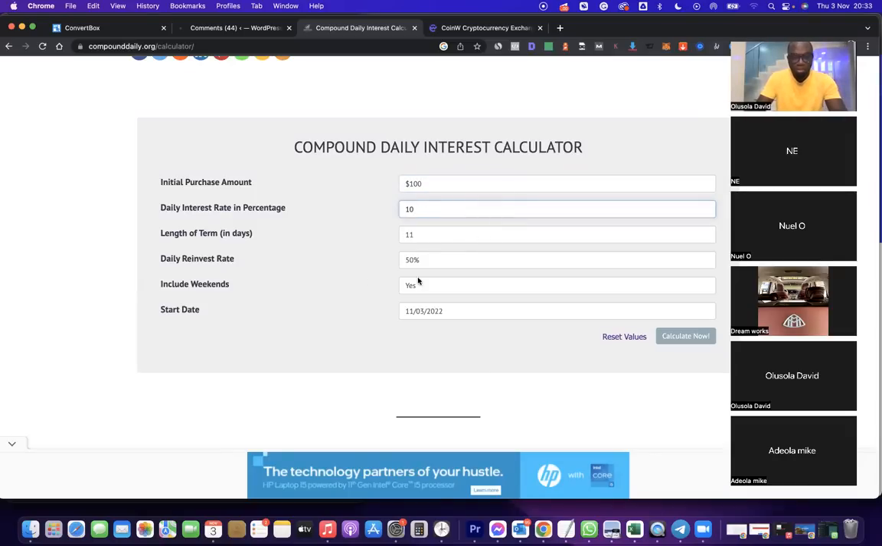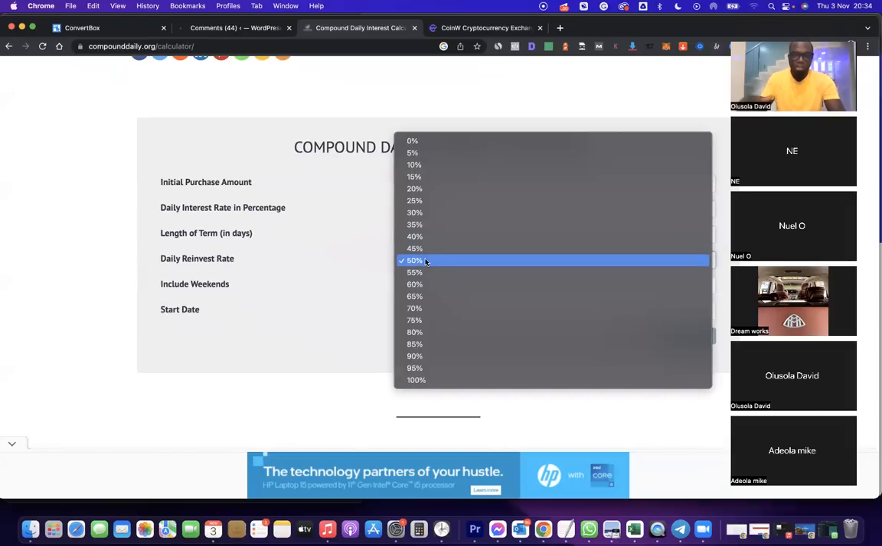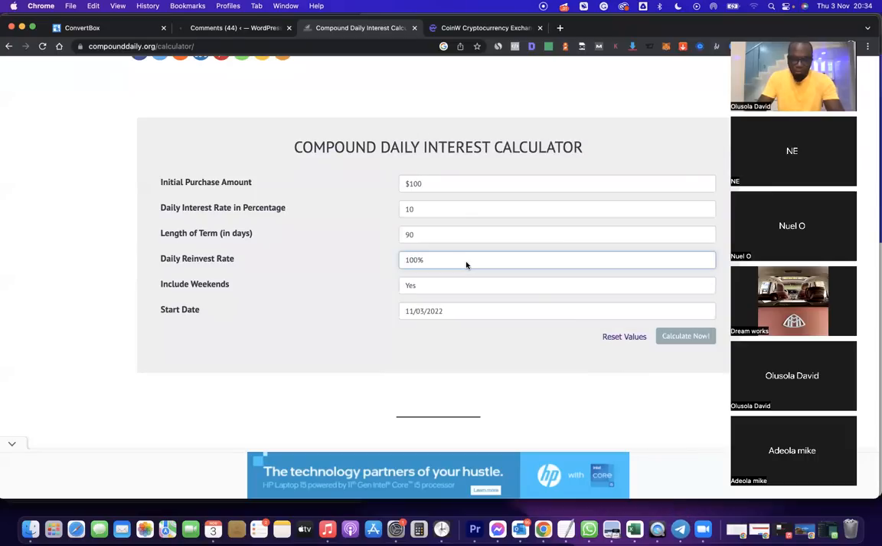So this is $10. The length of time, that is, the total number of days that we're going to be doing this challenge, is 90 days. So I'm going to just change this to 90 days. Now daily reinvest. This is where the power of compound interest comes into play. The daily reinvest percent that we're going to be using is 100%. So your profit of the previous day is going to be added to your portfolio, and all of that is going to be used in trading the next trade for you.